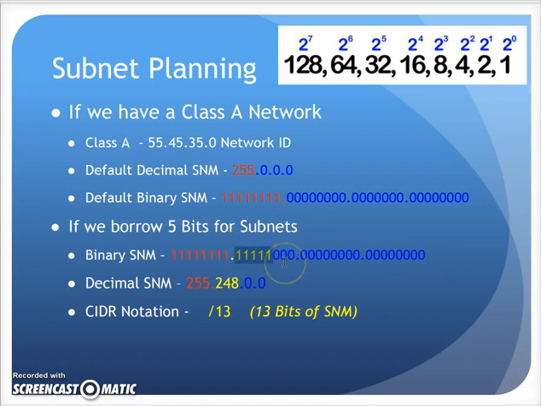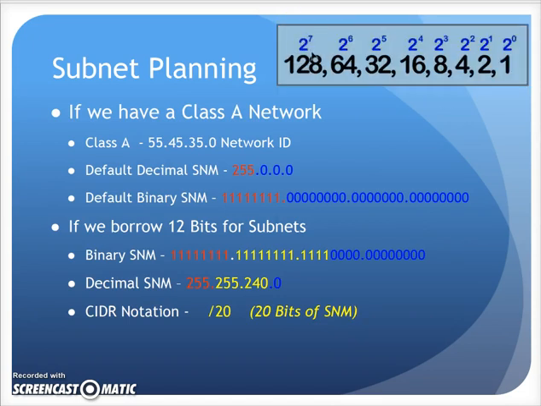Class A, I can borrow these 4 bits right here. Or excuse me, borrow 5 bits right there. So I end up with 255.248.0.0, /13. Borrow 8 bits, 255.255.0.0, /16. Borrow 12 bits, so these 8 plus 4 more, so I end up with 255.255.240.0, so /20.